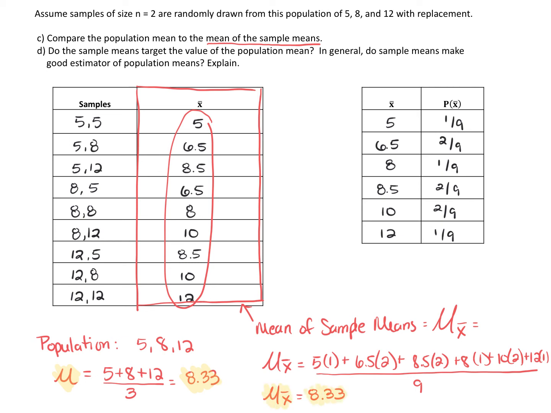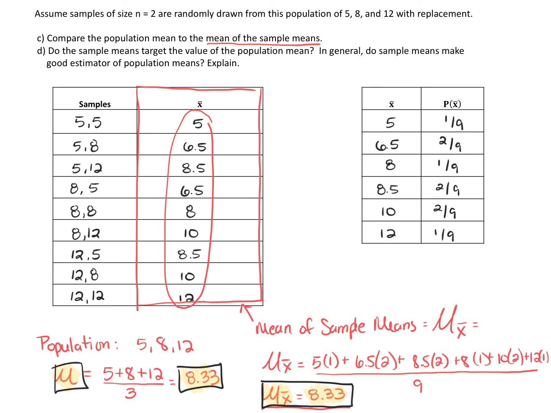So this allows us to make the conclusion that when you have a sampling distribution of sample means, the mean of those sample means actually targets the population mean almost perfectly. In this example, when we have all the data, you can see here that the mean of our sample means actually targets the actual population mean.